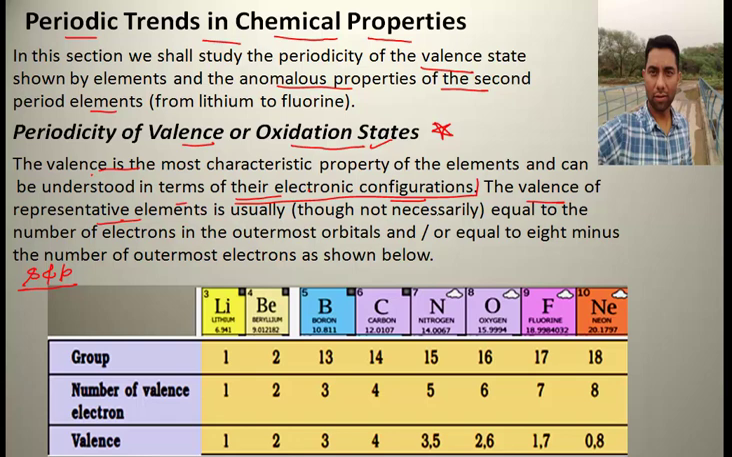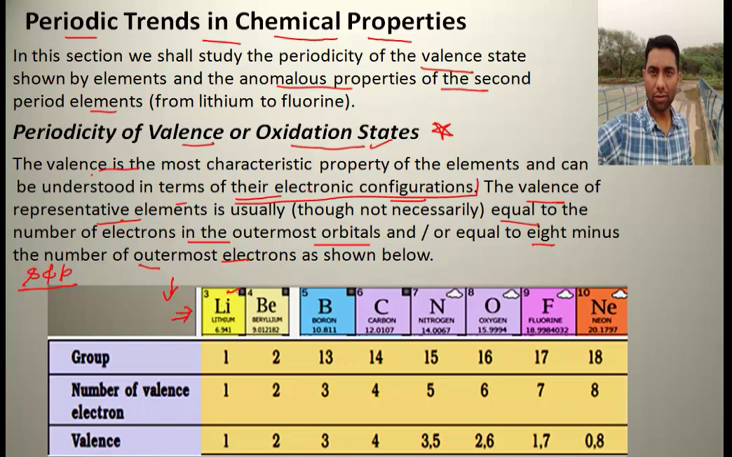Usually their valence is equal to the valence shell electrons, the number of electrons in the outermost orbitals. Particularly, we can relate their valence or valency with the number of electrons present in the outermost shell, or 8 minus the number of outermost electrons. For this, you have to analyze the table that is given, and in this case, second period elements are shown.